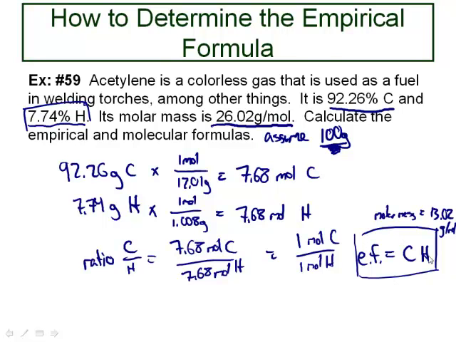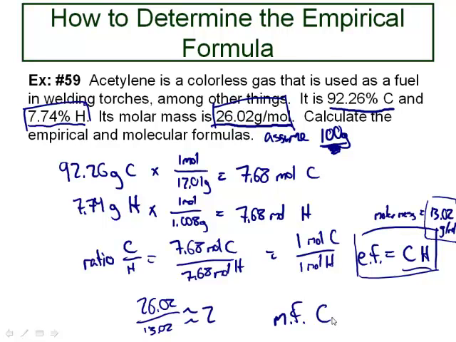This is the lowest ratio of carbon to hydrogen in the compound. To change that now into the molecular formula, I'm going to have to multiply that by a number. To get the number I have to multiply by, I'm going to divide the molar mass by the molar mass of the empirical formula. 13.02, guys, goes into 26.02 about twice. So if I divide 26.02 by 13.02, this is about 2. So what that tells me is I'm going to multiply my empirical formula by 2, and the molecular formula of the compound is going to be C2H2.